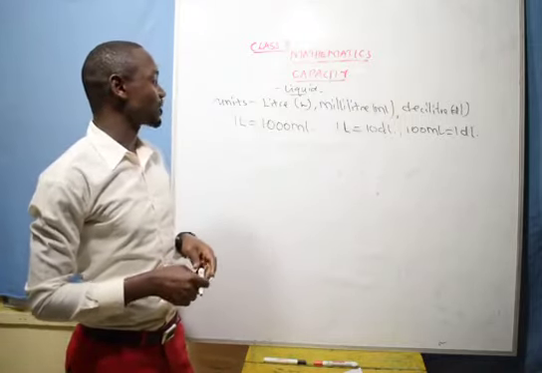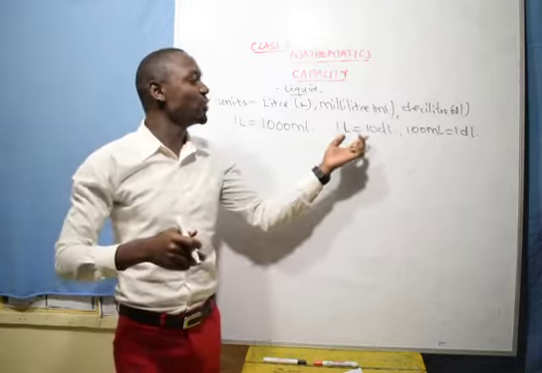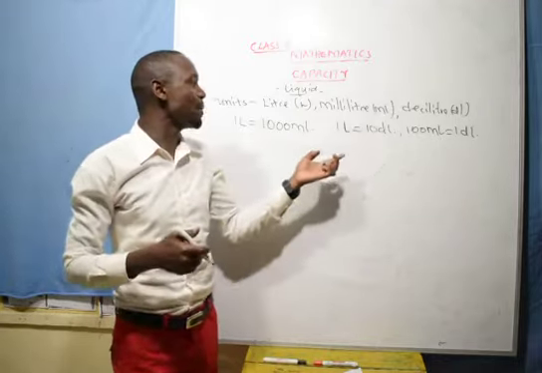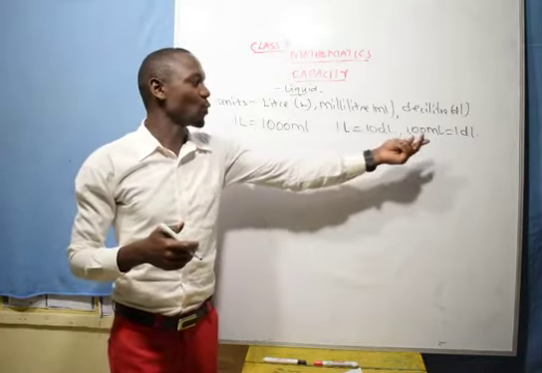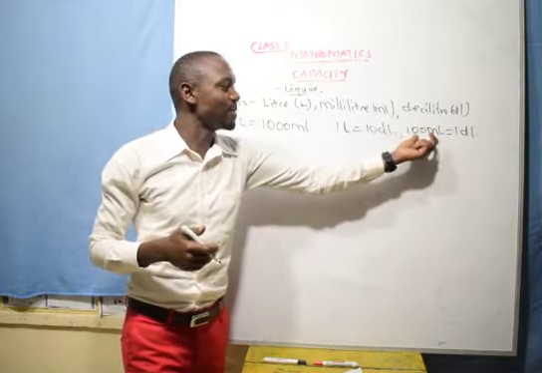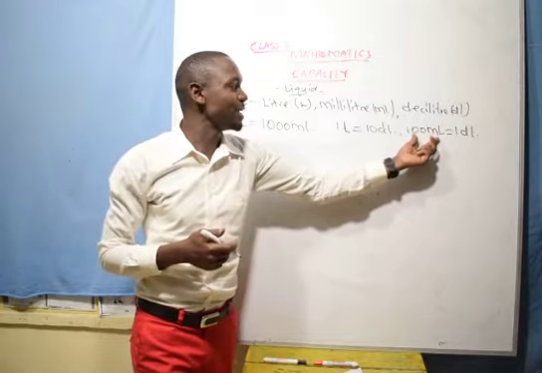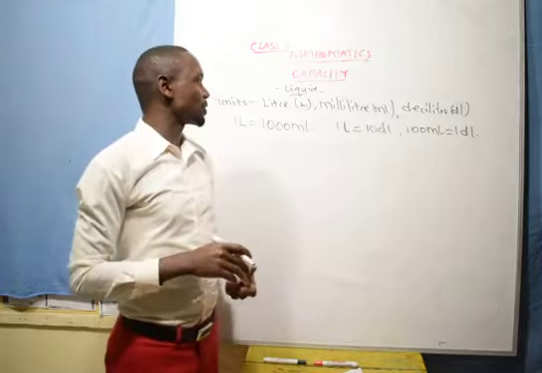Sometimes you can be told to change one unit of capacity to another. For example, change 10 deciliters into milliliters. So with this in mind, that 1 deciliter is equal to 100 milliliters, that is very much possible.